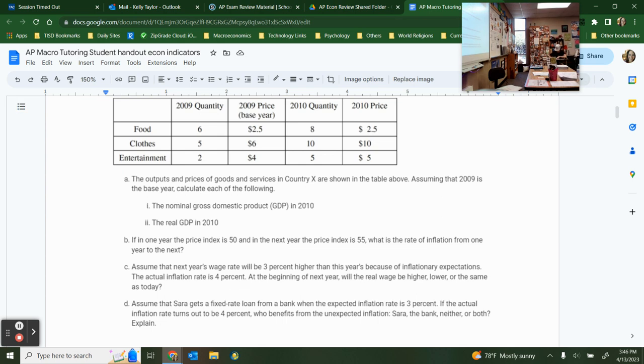How much is each FRQ? It's 66.6% multiple choice, and 33.333 for the FRQs.